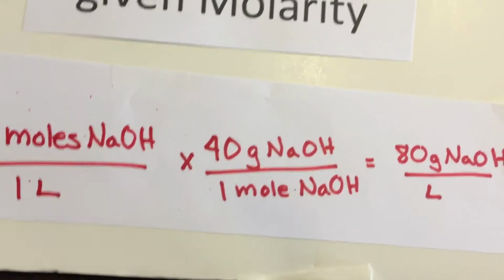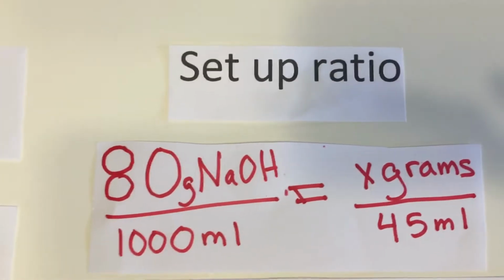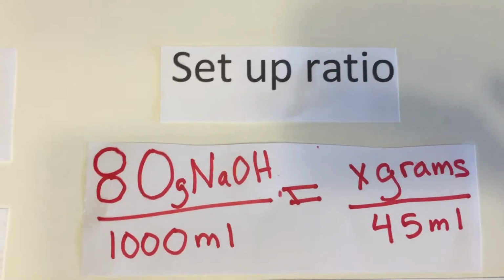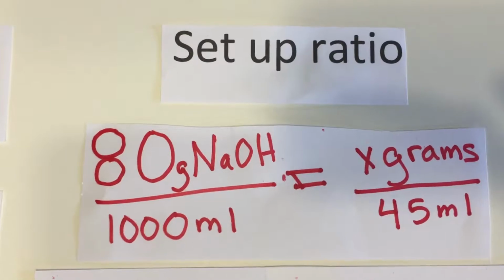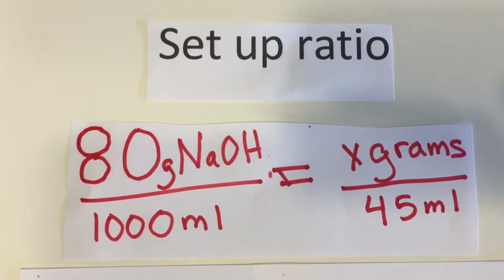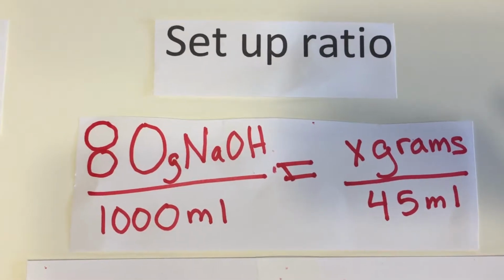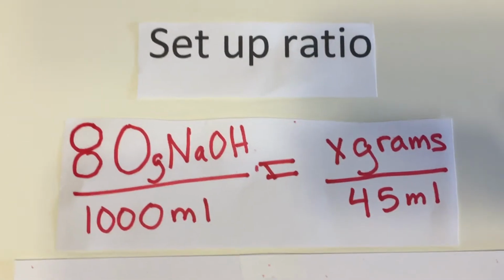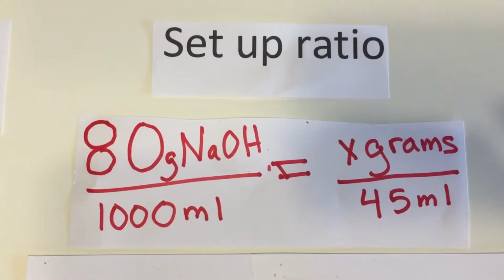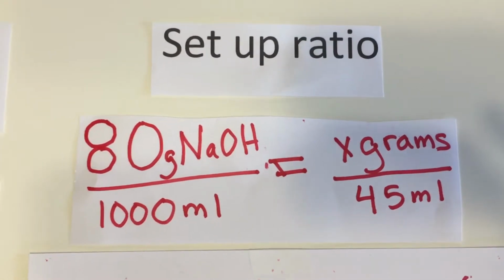But we were only given 45 milliliters. So this is the next step. We're going to set up a ratio. If there are 80 grams of sodium hydroxide in 1 liter, or you can convert that to 1,000 milliliters since we were given milliliters, then that's equal to how many grams in 45 milliliters. Now you can cross multiply and then do some more dividing, but this one's pretty easy.